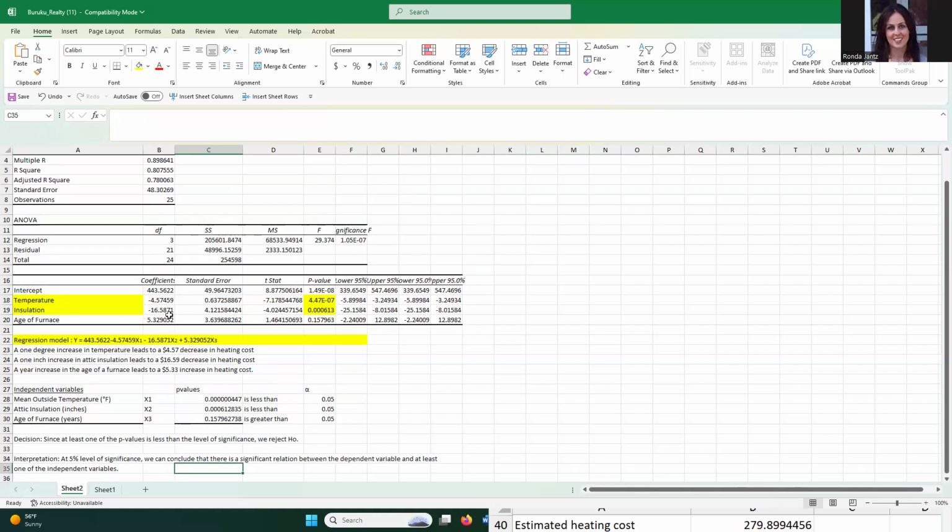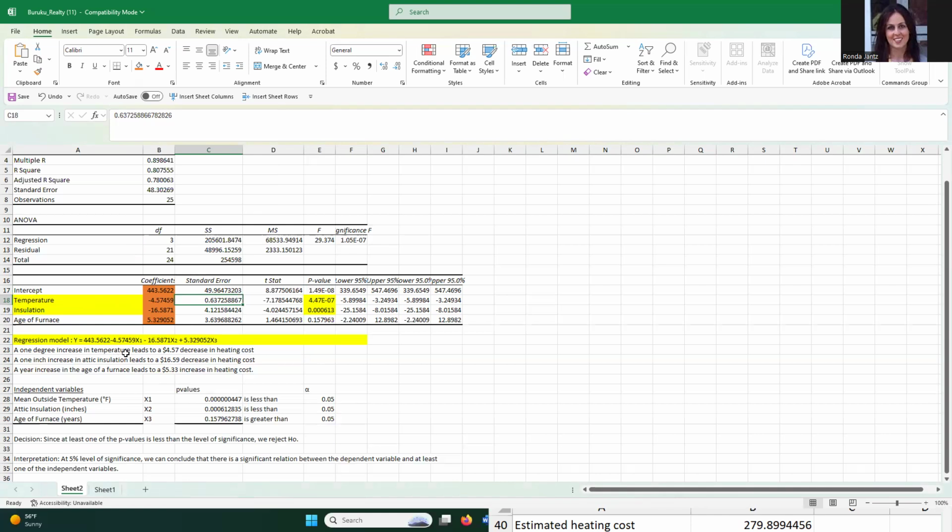Next, the analysis will require you to write out a regression formula. And that formula is going to look like this. It's basically a rewriting. I'm going to highlight these coefficients. So we're going to start here with our y-intercept, and then we're going to have this one times x1, which is temperature, this one times x2, insulation, and this one x3.